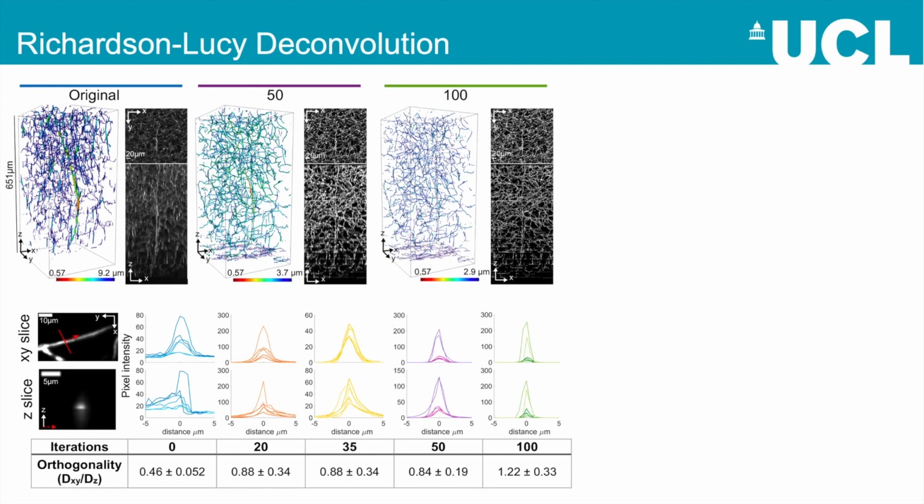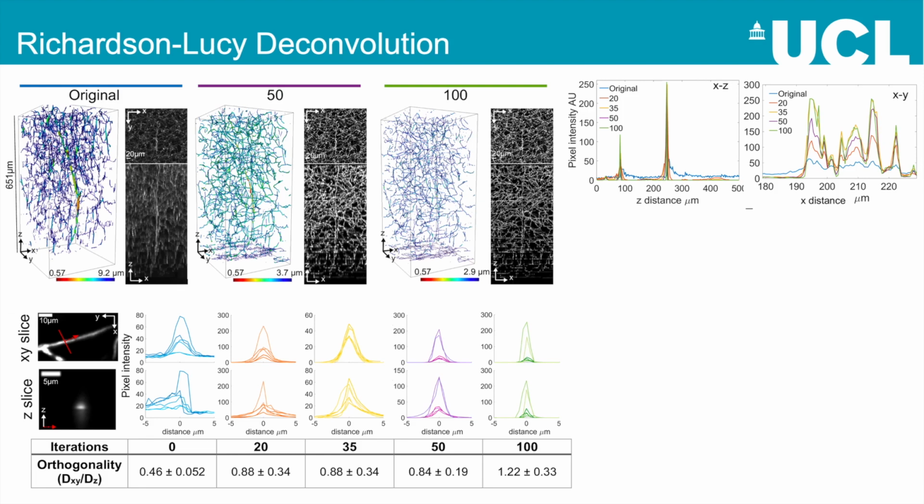And we can see here that initially it starts off not very orthogonal. By 20 iterations we're already orthogonal within the errors, and it continues to be so up until 100. So this is a good indication that 20 is probably a good iteration number. In addition to that, we looked at the signal-to-noise ratio via line profiles. We also quantified the contrast to noise and as well the number of vessel segments in the segmentations.